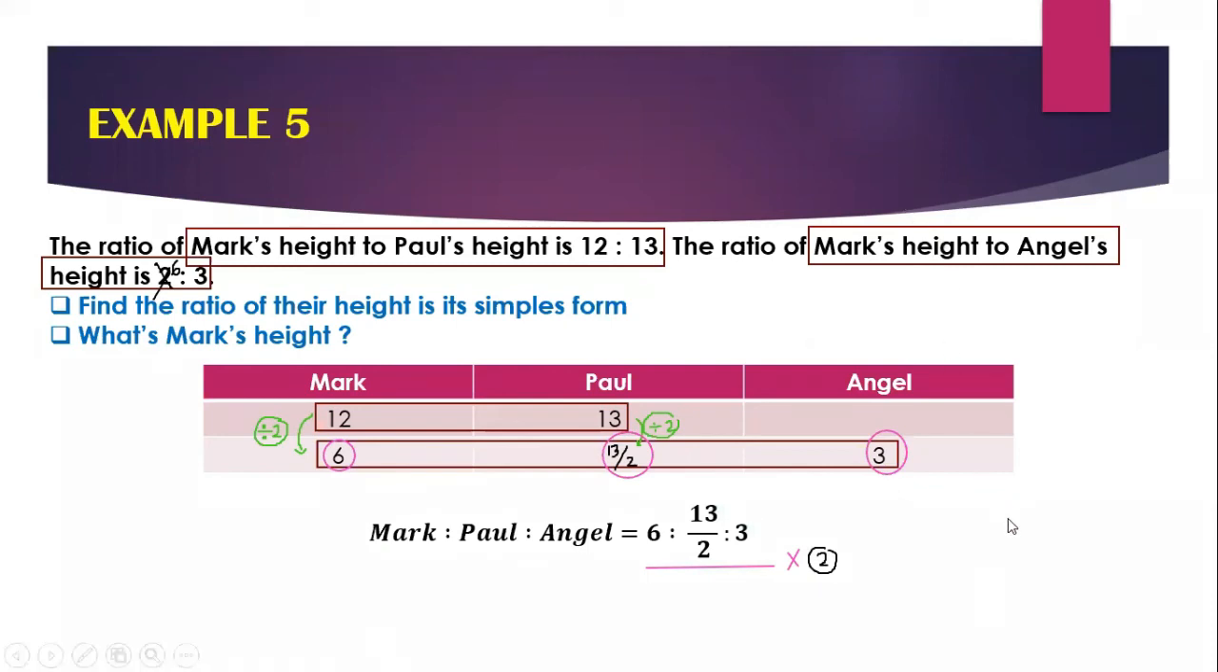So, the simplest form is Mark, Paul, Angel. Mark, Paul, Angel is 12, 13 to 6. Once again, Mark, Paul, Angel is 12, 13 to 6. Very clear, right? Okay, very good.